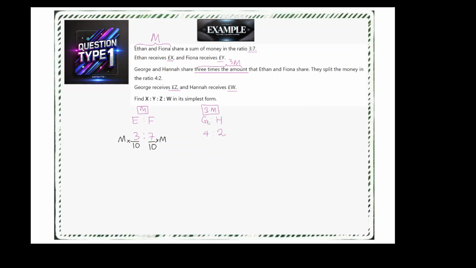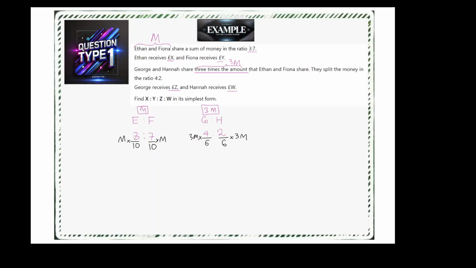Now, George gets 4 parts out of 6 and Hannah gets 2 parts out of 6. Now, it's out of 3M, so times by 3M, times by 3M. Now I know the amount that these people get. X is this one, Y is this one, then Z and W.